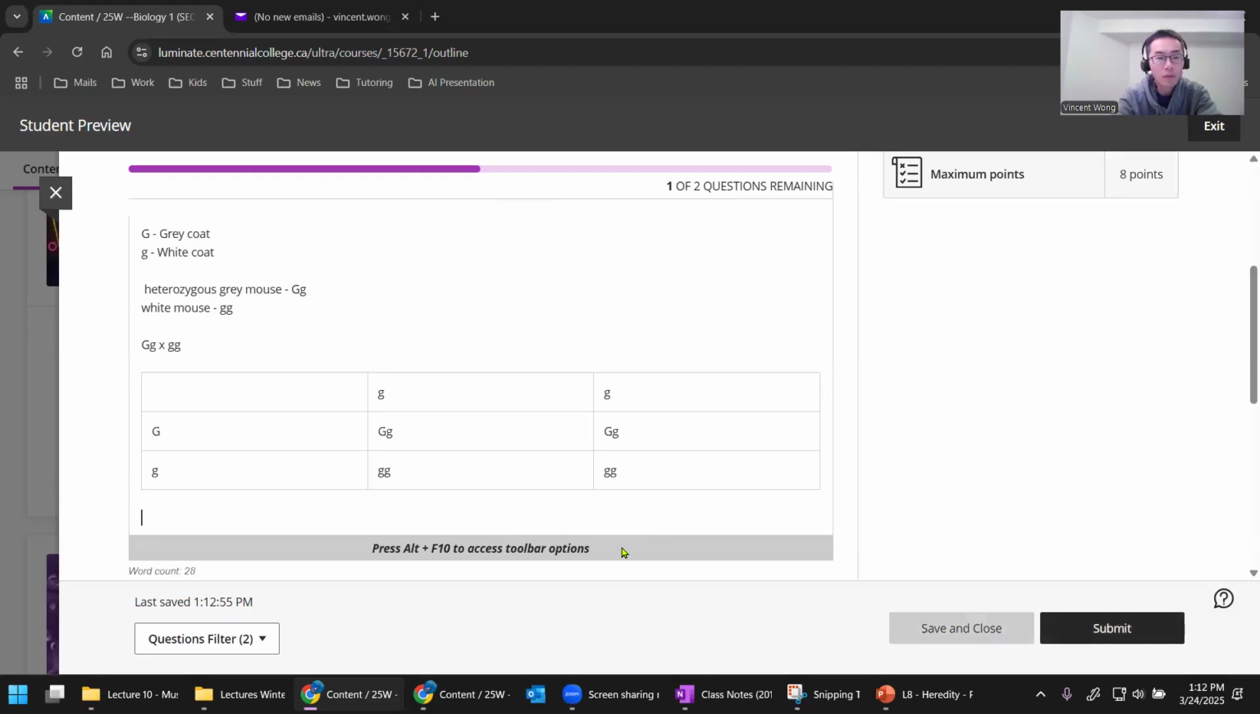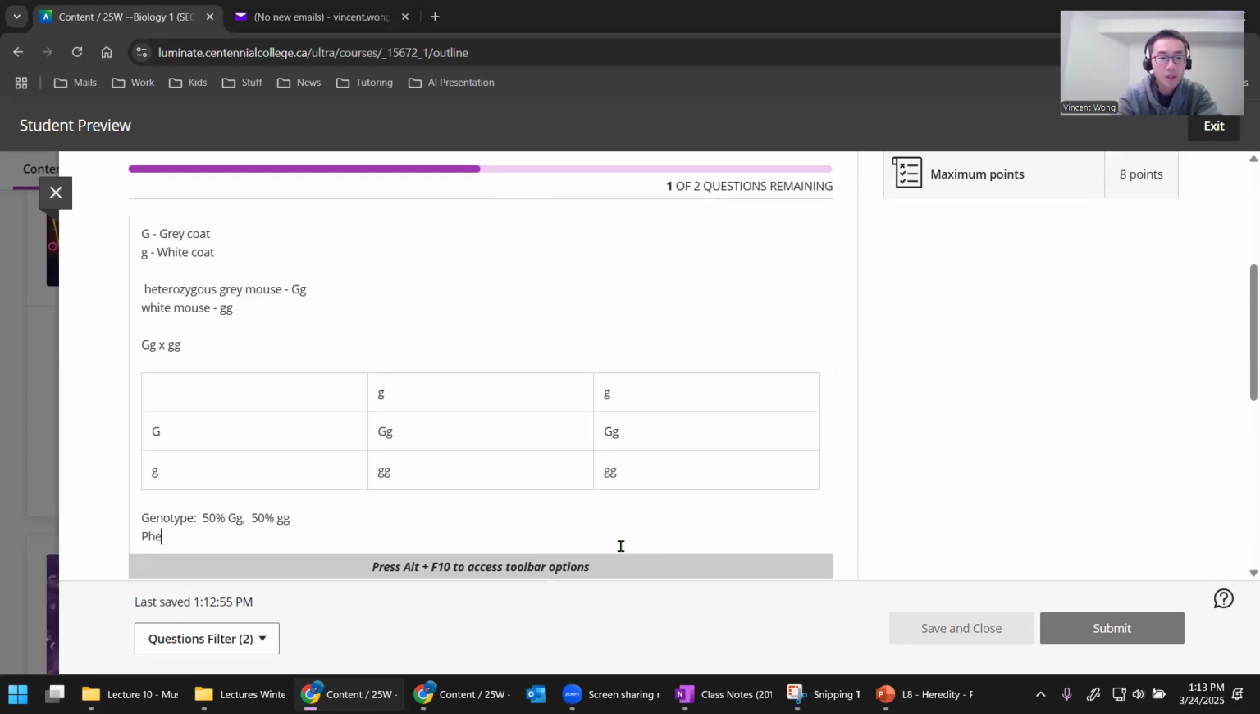And then you go genotype. Genotype: 50% big G, small g, 50% small g, small g. Phenotype: 50% gray and 50% white. That's all. Okay, again, you can write it out first. It's fine. But you gotta type in the answer for me. Do you understand what I want you to do?